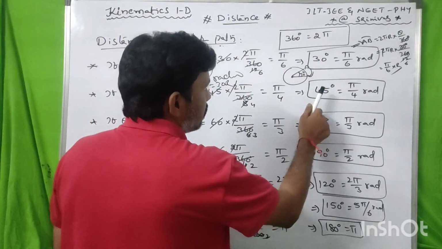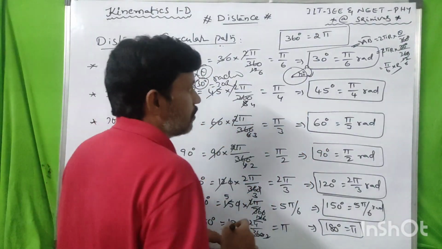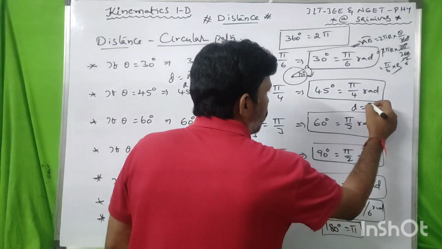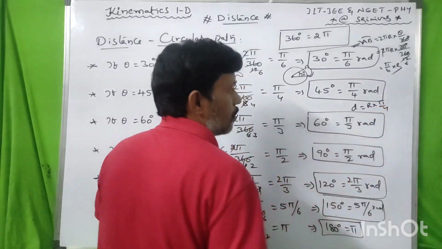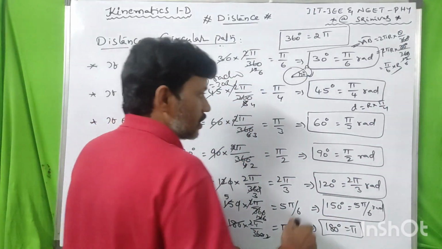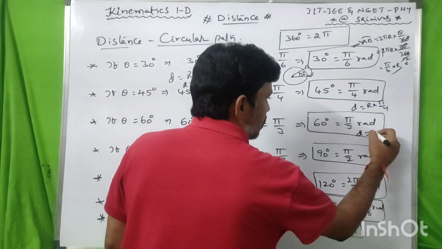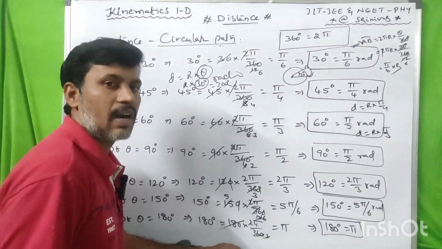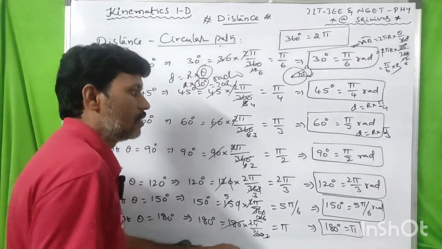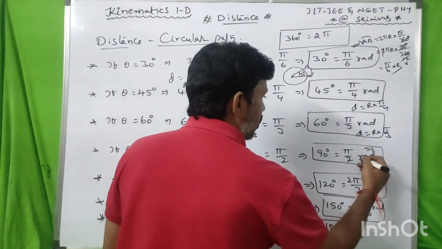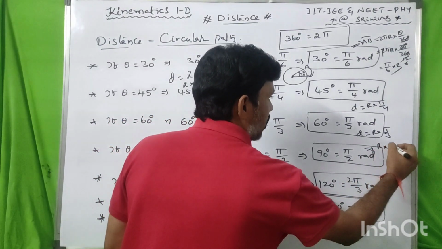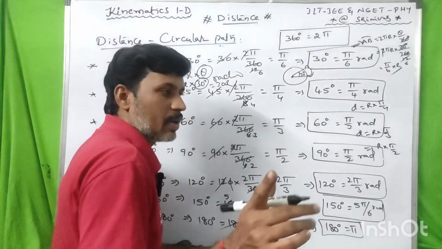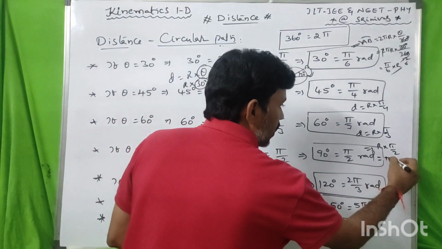Next, come to here. For example, 45 degrees. So distance d is equal to r into pi by 4. Clear? Next, 60 degrees. Distance d is equal to r into pi by 3. The r value is given in the question as the radius. Now 90 degrees: r into pi by 2. This can be written as pi r by 2.